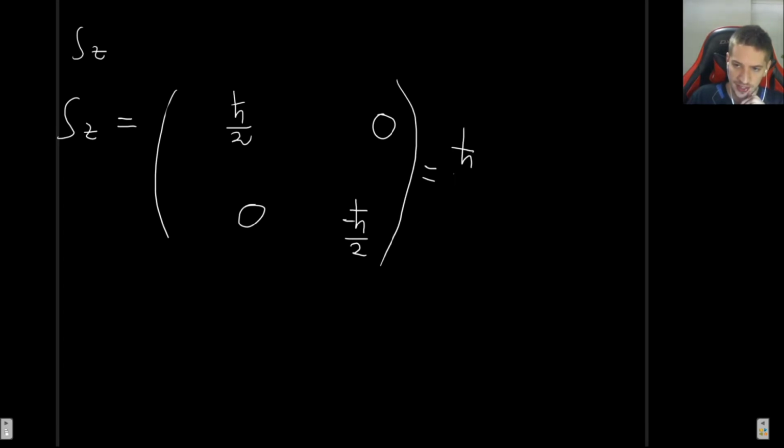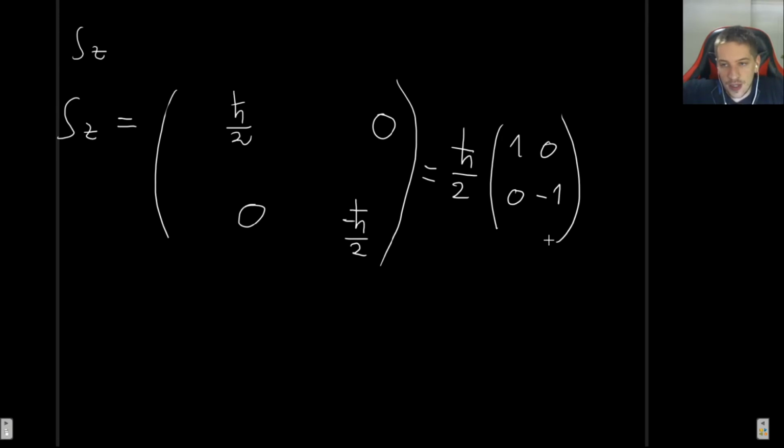So this is going to be H bar divided by 2 times the matrix 1, 0, 0, minus 1. Okay, so that is the matrix form for S_z. Now, the next thing that we want to do is find the matrix form for S_x and S_y. However, we don't have the explicit form just yet, right? We don't have, just like we did here, some procedure for the operator.